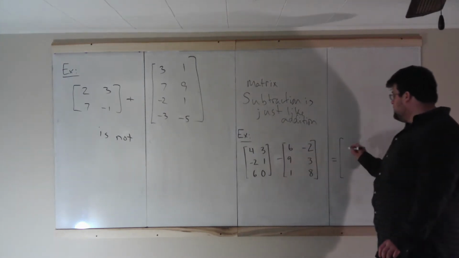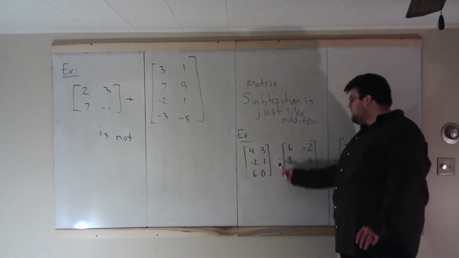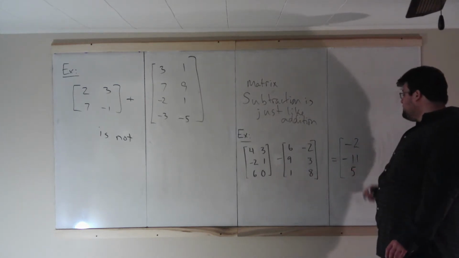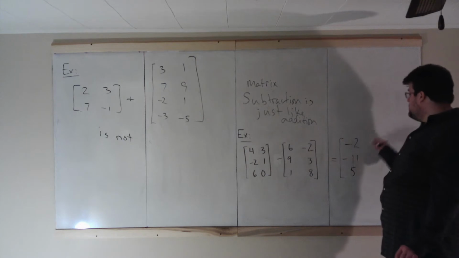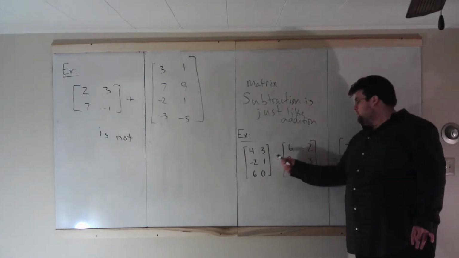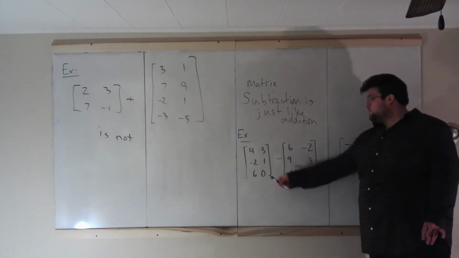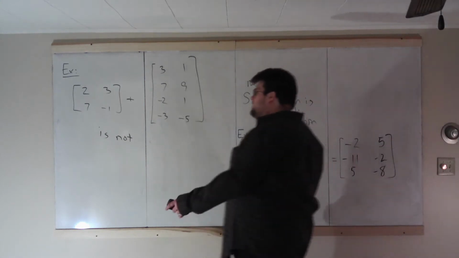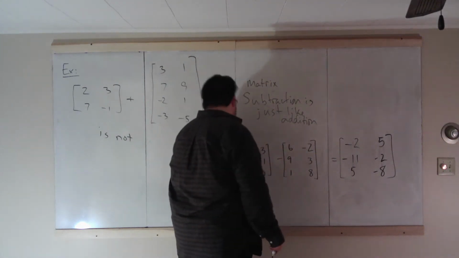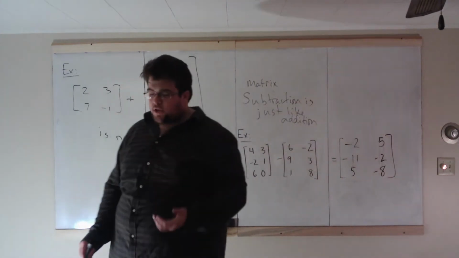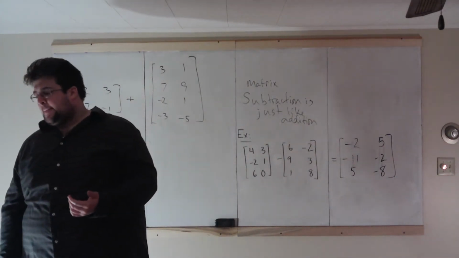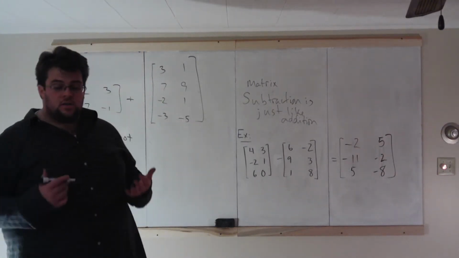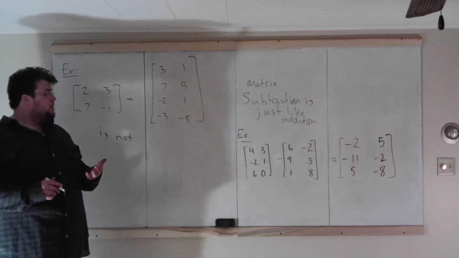4 minus 6, negative 2. Negative 2 minus 9, negative 11. 6 minus 1 is 5. 3 minus negative 2 is 5. 1 minus 3, negative 2. 0 minus 8, negative 8. And similarly, these two you can't subtract for the same reason. So matrix addition and subtraction are what you would expect them to be if they are defined. And you just do it by component.